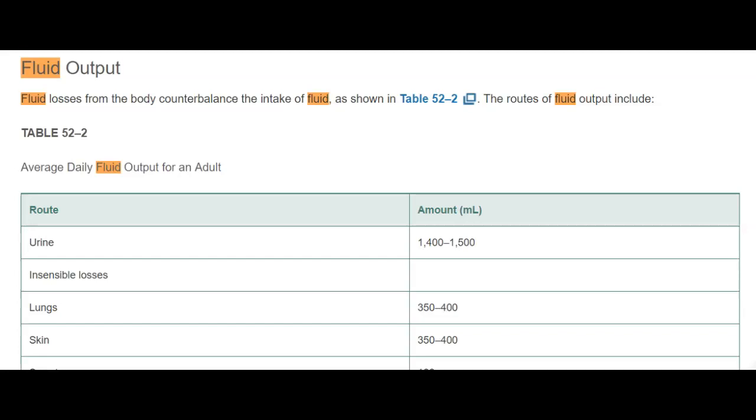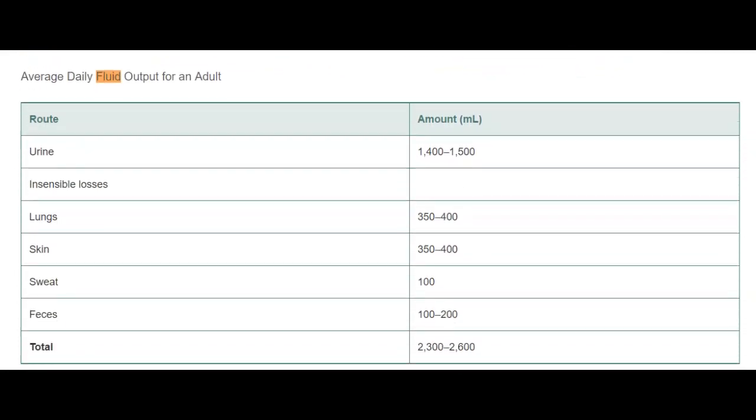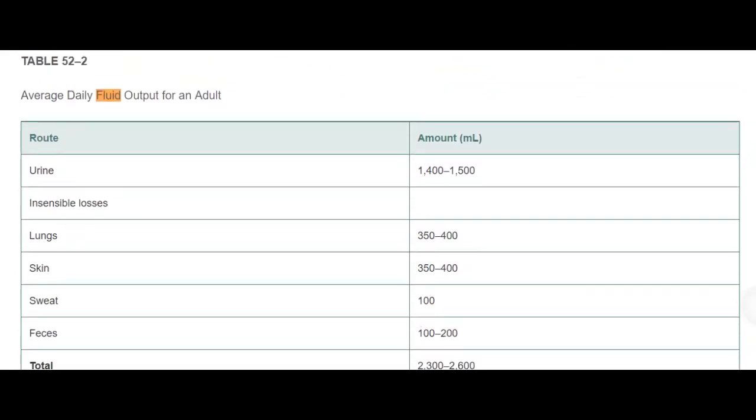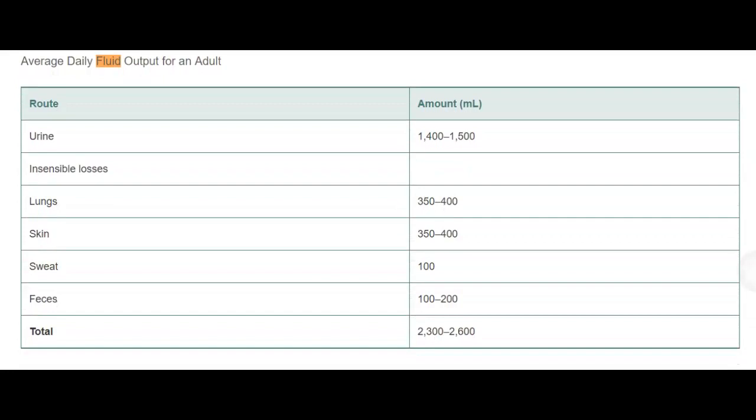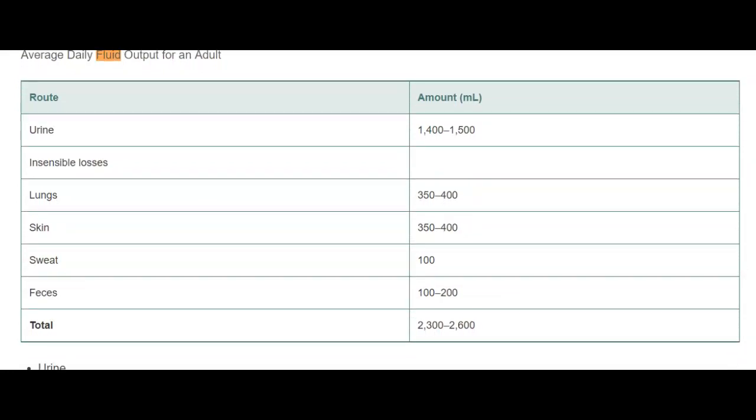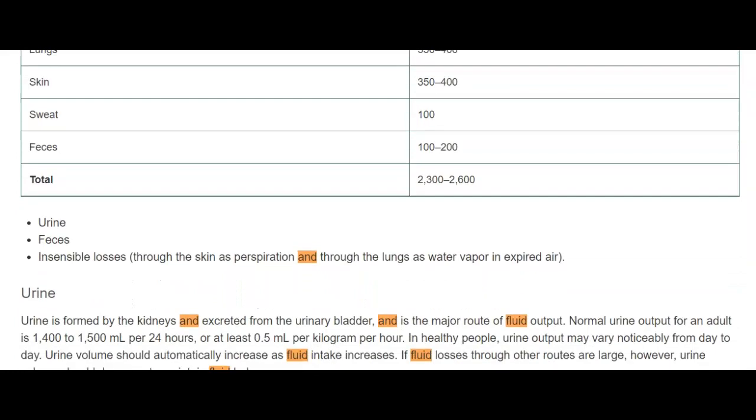So look at your daily, here, let me just scroll up. This is your table 52-2, average daily fluid output. And look at that. Look at the sensible loss. There's 0, but in your lungs, look how much we put out. We breathe. That's why I was telling you guys in class, we breathe out moisture. Look at our skin, our sweat, our feces. So we're supposed to put out a pretty good amount.